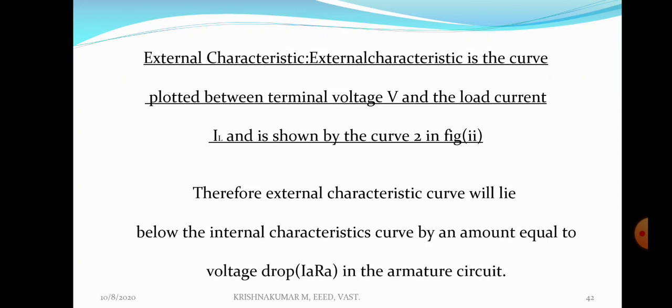Yes, there are three curves. First, the OCC, open circuit characteristic or magnetization curve, which shows the relation between E0 versus IF. Second, the internal characteristic, which shows the relation between generated EMF under loading condition E versus armature current IA. The external characteristic shows the relation between terminal voltage V versus load current IL. I think this topic is clear. So we discussed the characteristics of the separately excited generator and the shunt generator in this class.